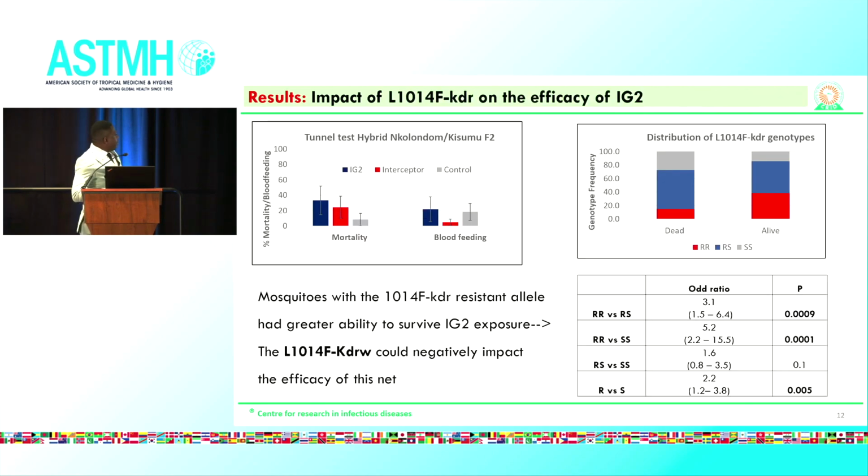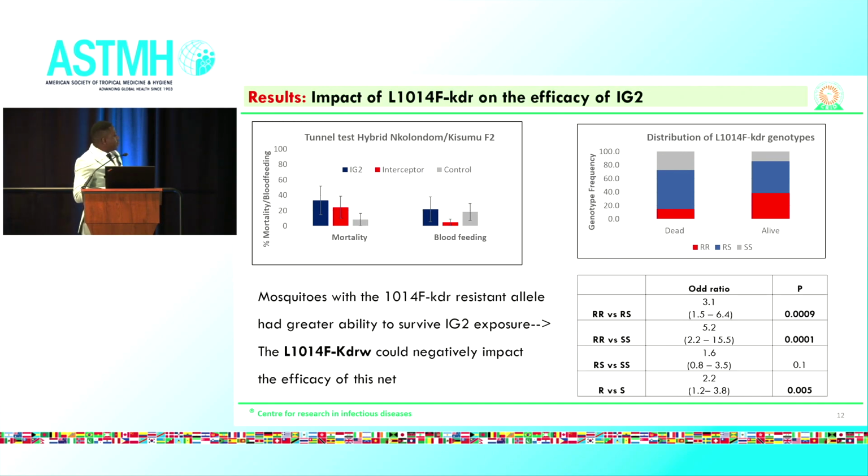In the case of Anopheles gambiae, where KDR is mainly fixed, what we did here was to cross a field strain from Kolendum, which is a location in Cameroon where the level of resistance to pyrethroid is very high, with the susceptible lab strain. And then using the F1 strain, we did a tunnel test, and you can see here the level of mortality after the tunnel test was very low, but at least the IG2 was showing a greater efficacy compared to Interceptor alone, although the difference was not significant.